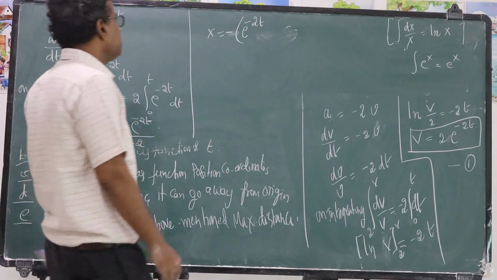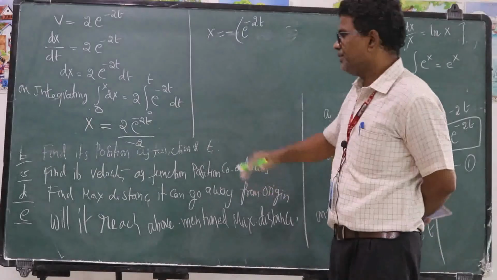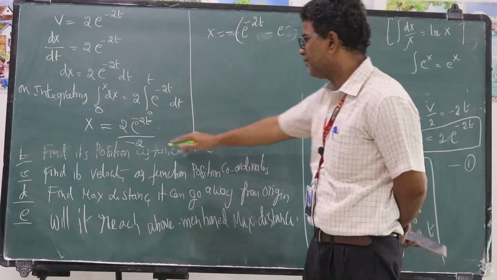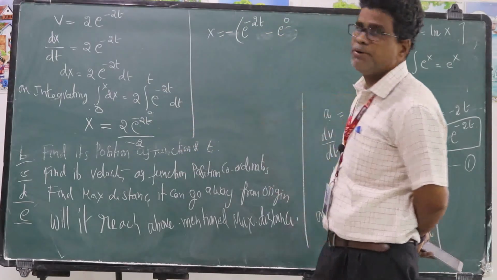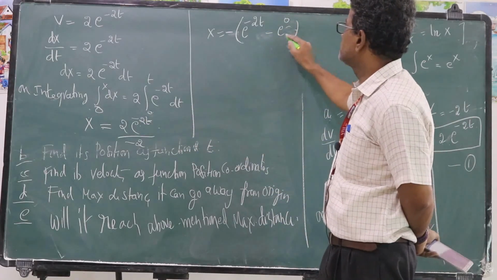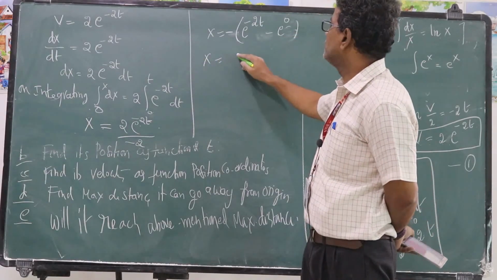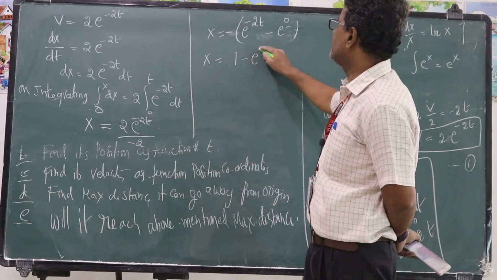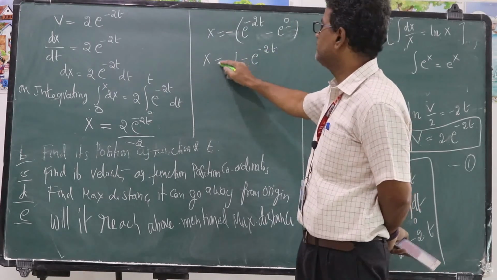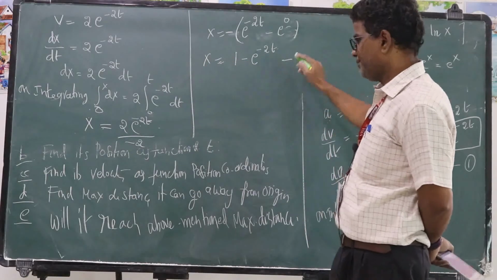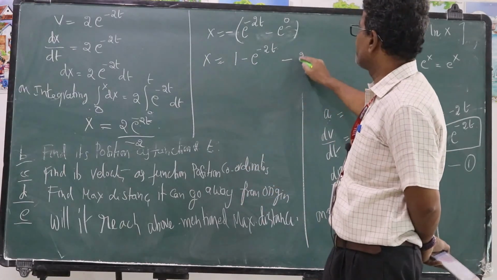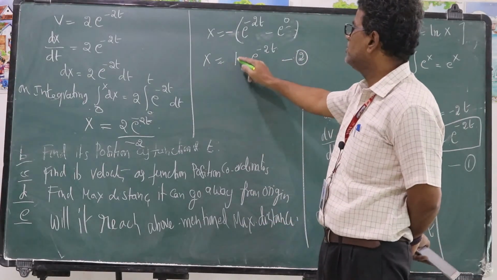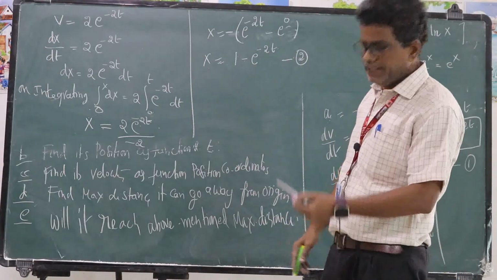What is e to the power 0? You will get e to the power minus e to the power 0. What is e to the power 0? You will get 1. So x is equal to 1 minus e to the power minus 2t. This is the answer for the second one, B. So this is the answer for B: x is equal to 1 minus e to the power minus 2t.